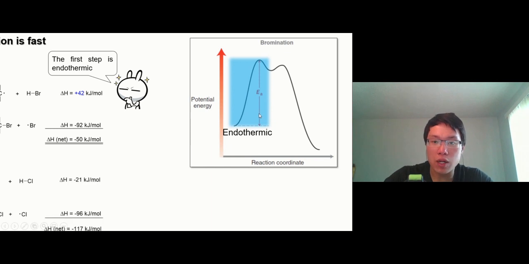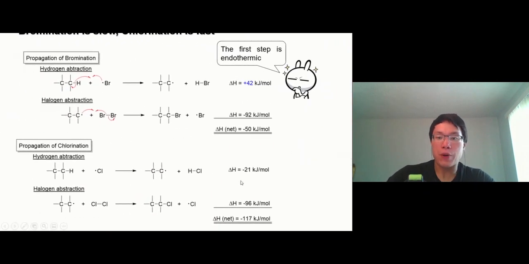Let's compare this with the chlorination. Two steps, the same steps there. Draw the mechanism exactly the same. The first step is negative 21 kilojoules per mole, an exothermic reaction. The second step is also negative, so also exothermic. The overall reaction is much more exothermic than bromination.